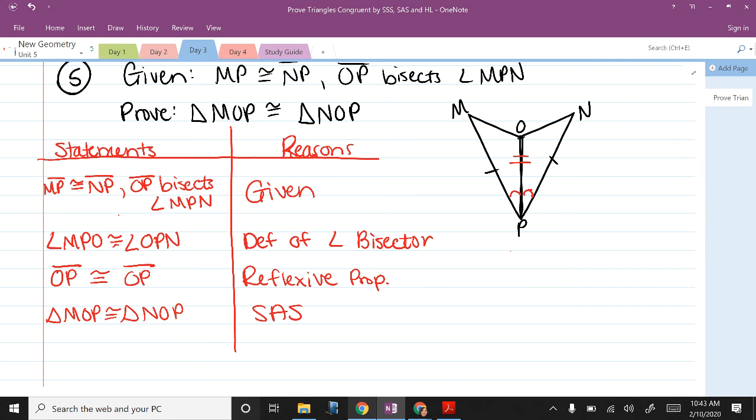Any questions about that? Y'all are doing awesome. So triangle proofs really aren't that bad, right? There's not as much to remember. Basically, you're using a lot of properties you already know, and then you're seeing which one of these reasons you could use to say they're congruent to each other.